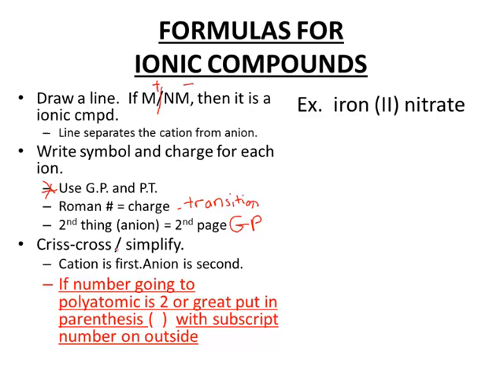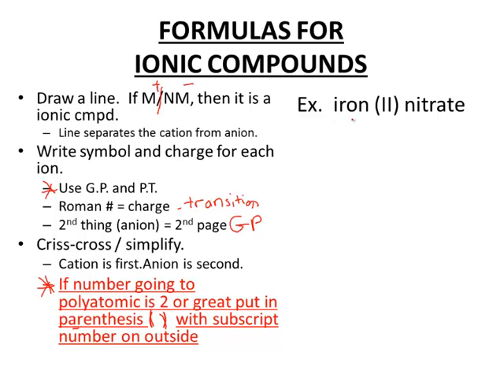And then we crisscross and simplify those charges. Cations first, anion second. And this is the one that we need to make sure we include: if the number going to a polyatomic is 2 or greater, put it in parentheses, with the subscript number on the outside, that number going to it if it's 2 or greater.